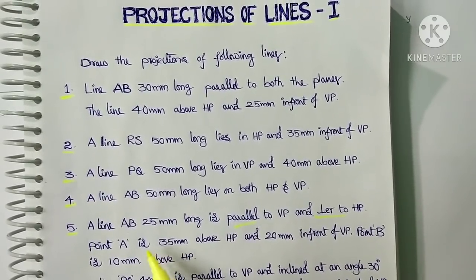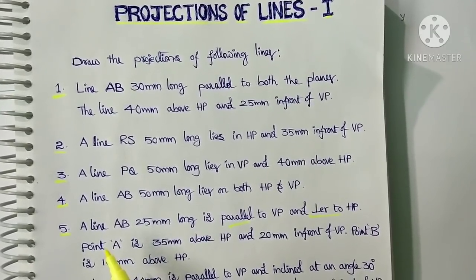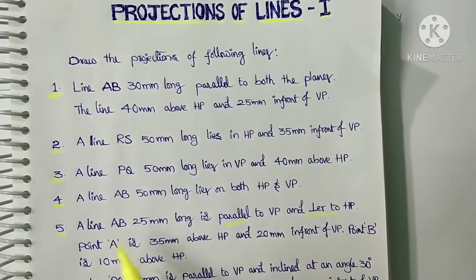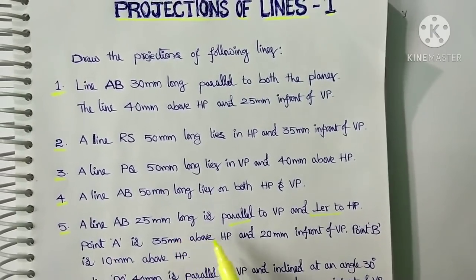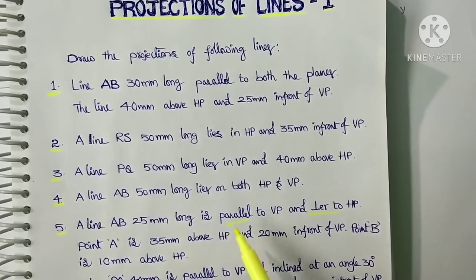And we have the data about the points also, the points of that particular line. A line has two endpoints, so we have the data about the first endpoint. Point A is 35 mm above HP and 20 mm in front of VP. So above HP, in front of VP.